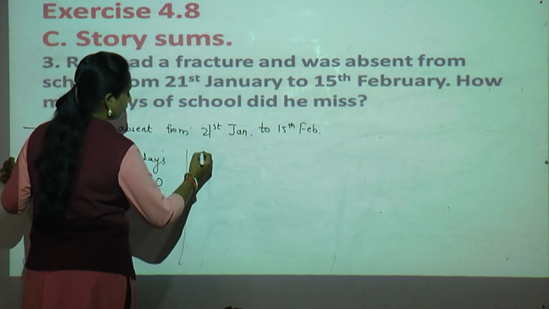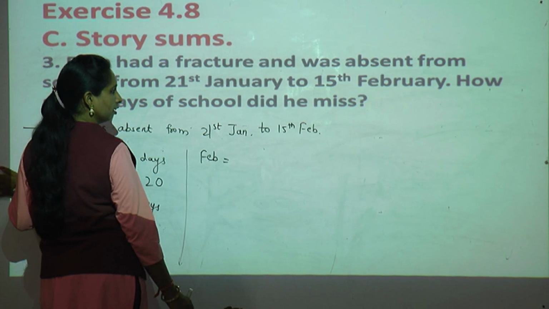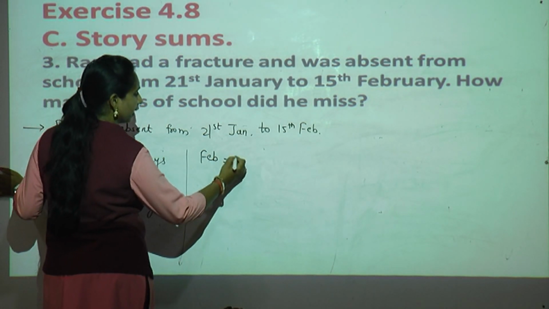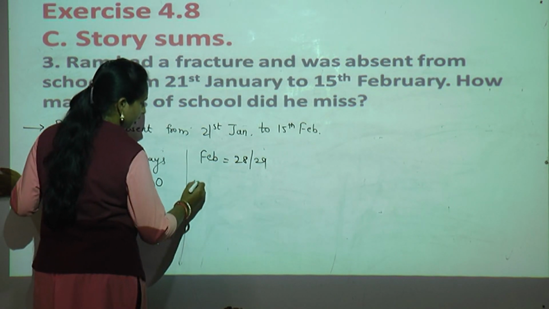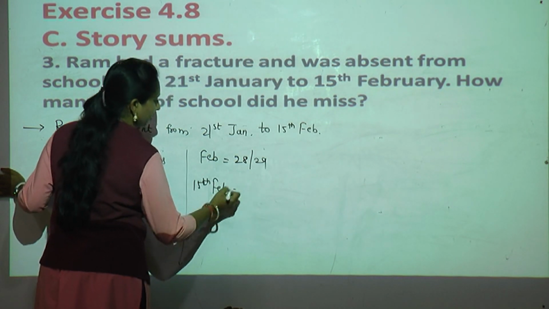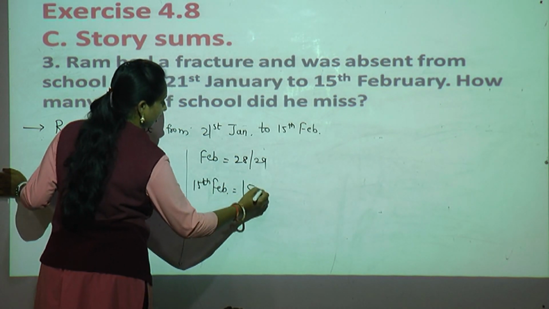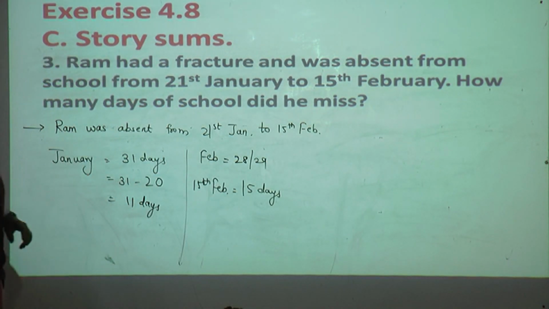Now we will see about February. How many days are there in February? Yes, of course 28 or 29 days. But here they had given 15th Feb, isn't it? So automatically you can say that there are 15 days he was absent in February month.